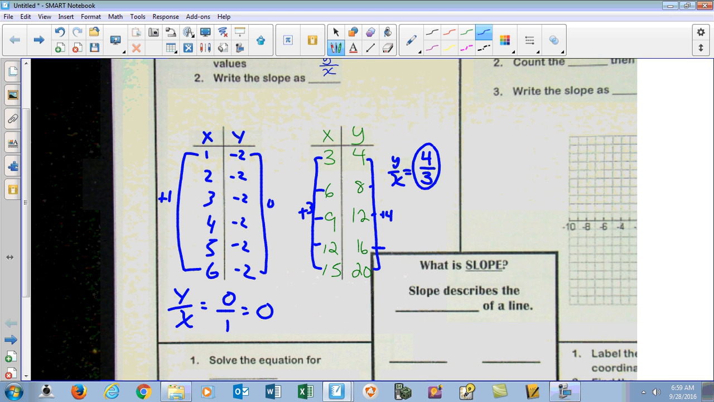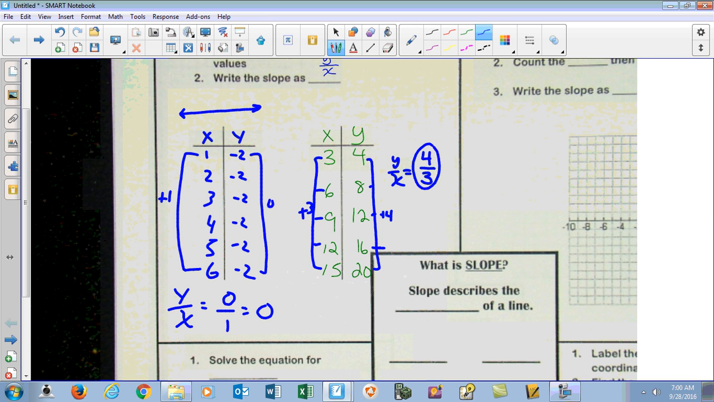Why? Because all the y points are the same. That means this is a horizontal line. If you have a table where all the x points are the same, you should know then the slope is undefined because it's a vertical line. All the x points are the same. So just a little tidbit on a side note so you don't get messed up with that.